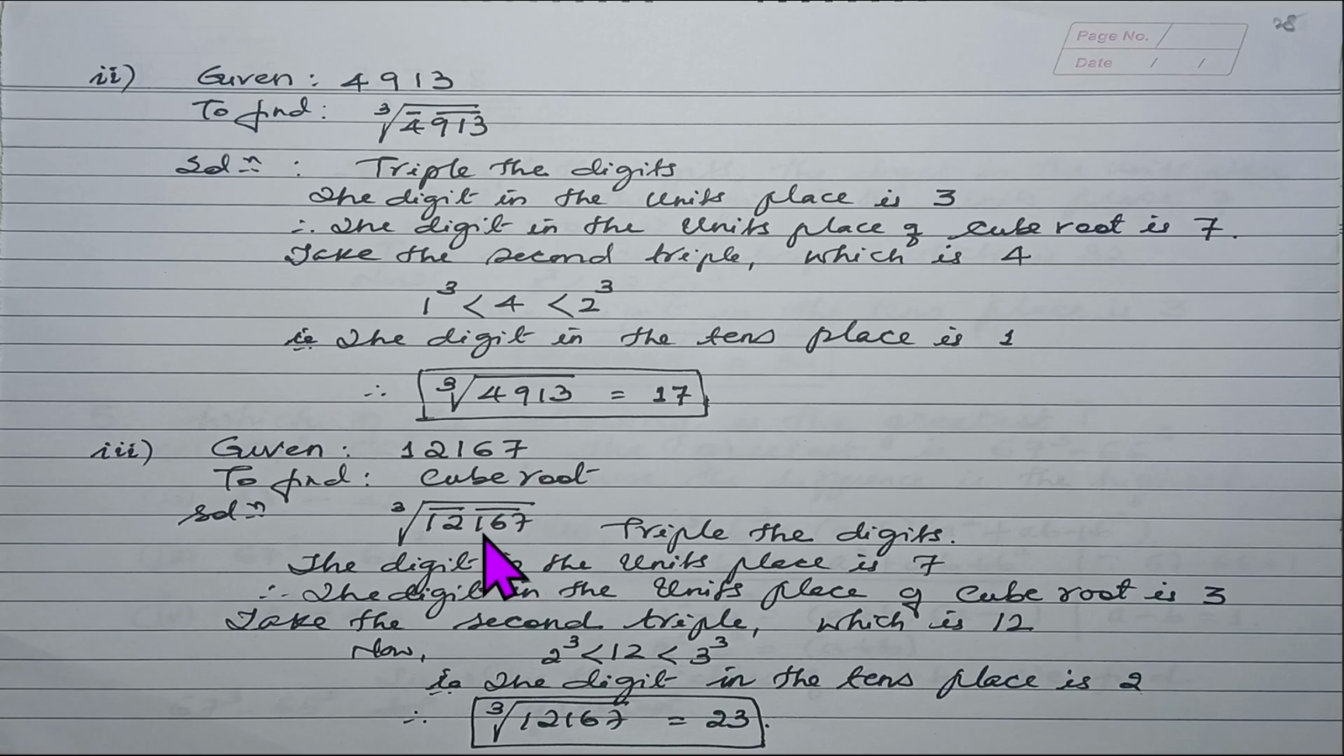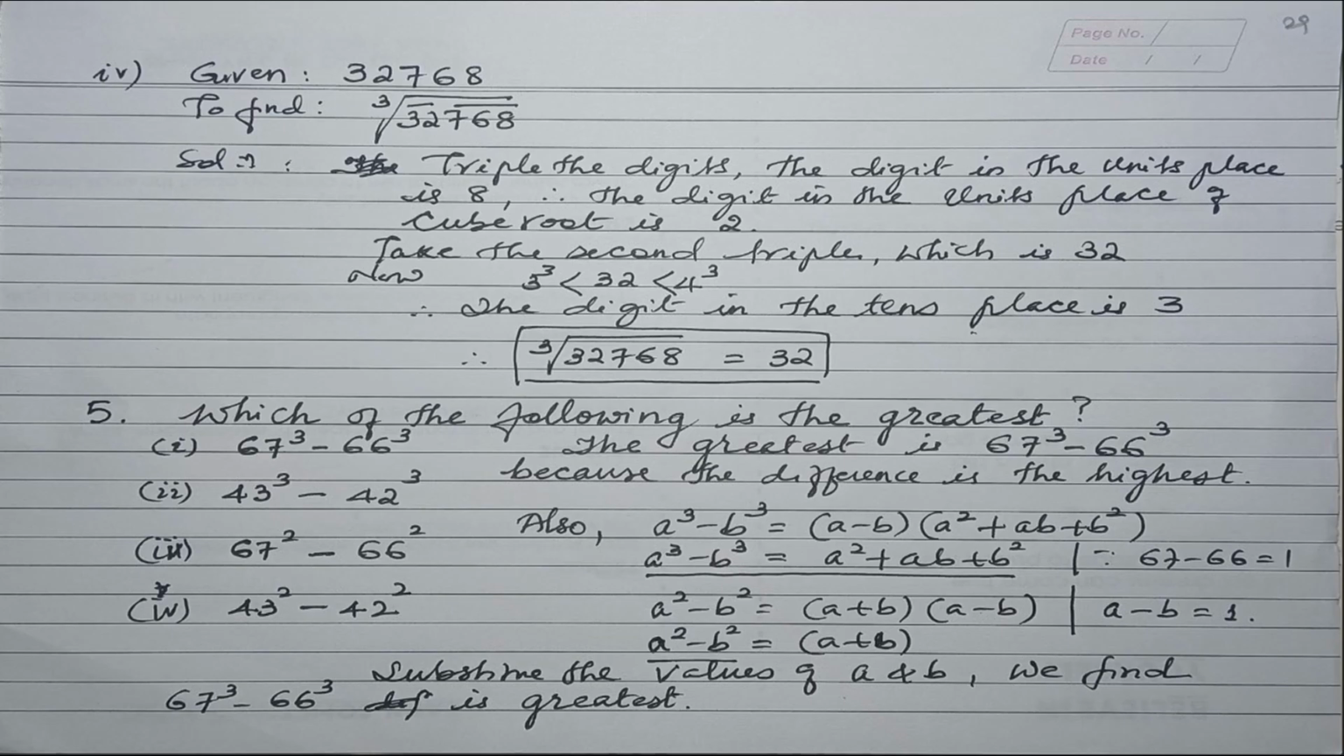Now the next example, cube root of 12167. Take the first group of 3 digits. 7 is the digit in the units place. Therefore, 3 should be the digit in the units place in the cube root. Cut 167. Take 12. 12 lies between 2 cube and 3 cube. Therefore, the digit in the tens place will be 2. Therefore, cube root of 12167 is 23. Remember that.